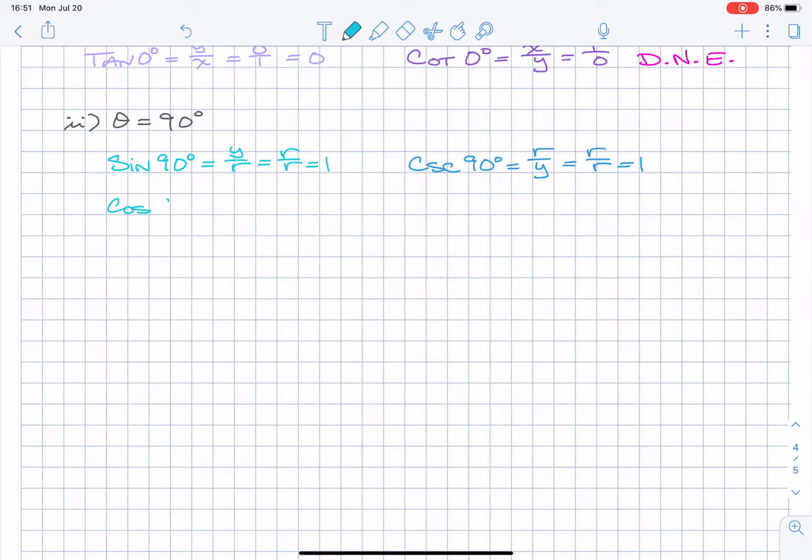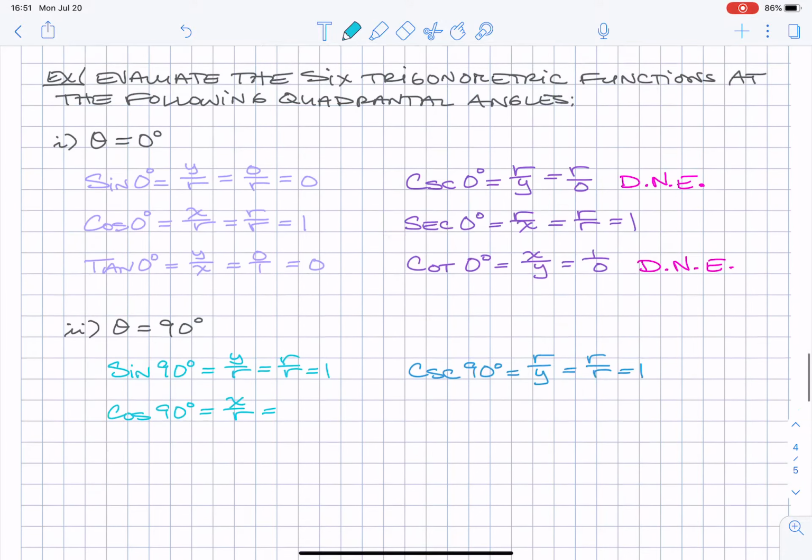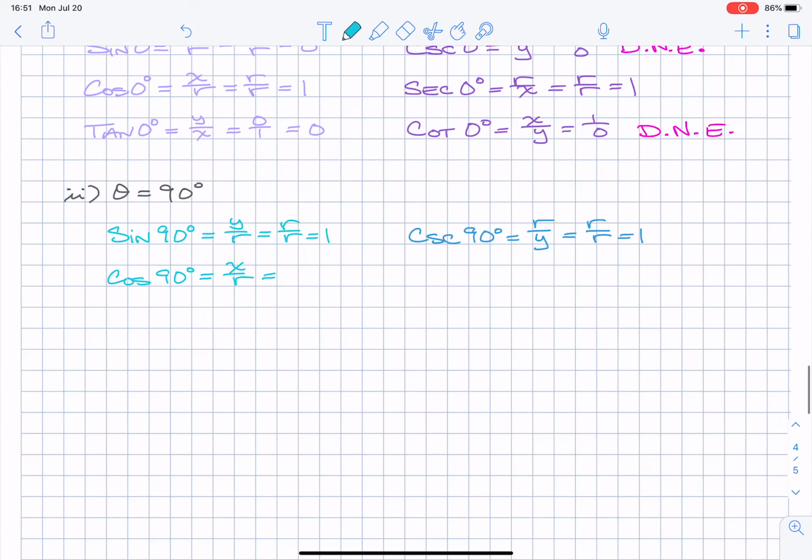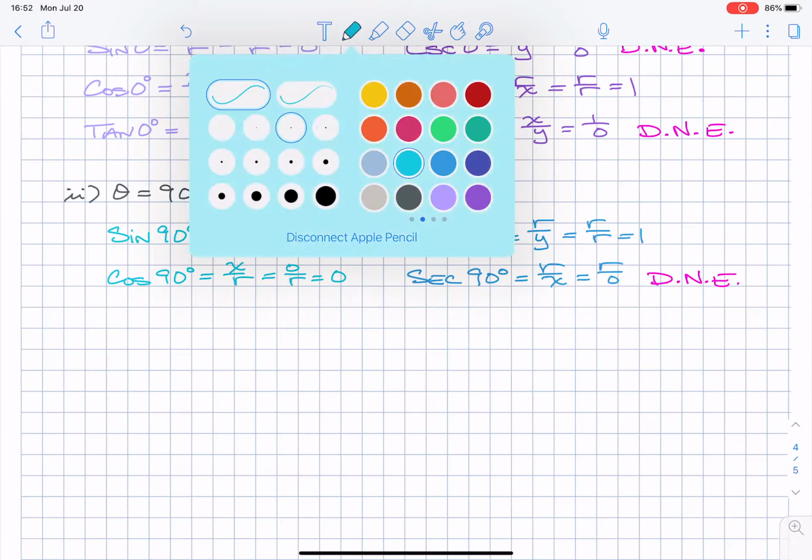Cosine of 90 degrees is going to be x over r. Well, the coordinate x at 90 degrees was 0. So that's going to be 0 over r, which is 0. The reciprocal to cosine, since it begins with a c, is secant, beginning with an s. So secant is going to be r over x, which is r over 0. We know that thou shalt not divide by 0. So this does not exist.